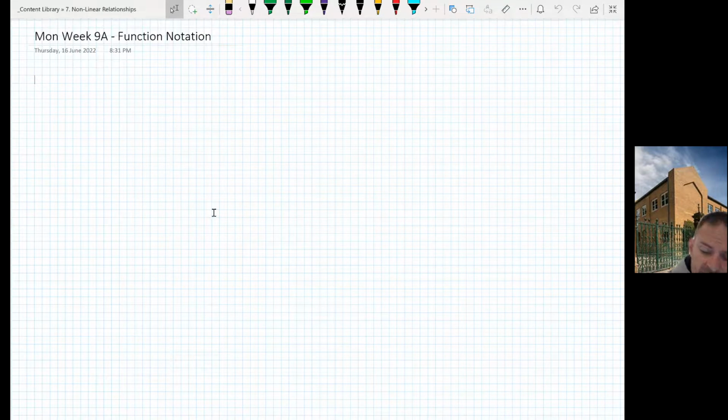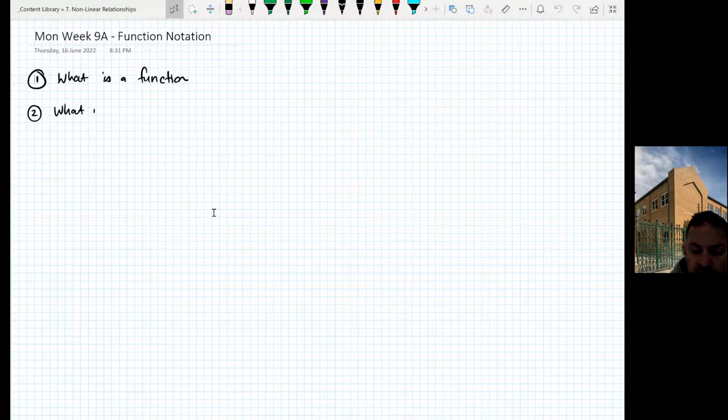So a couple of things. First thing today, and remember, please, guys, write some notes down when we're going through this. The first thing I'm going to look at is what is a function? We see functions all the time. I'm also going to talk about what is a relation. I'm going to start with a relation.